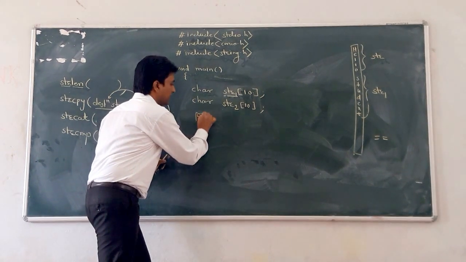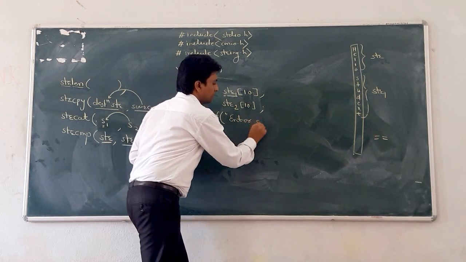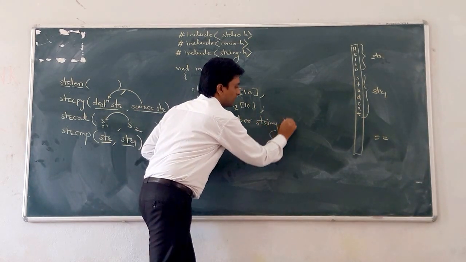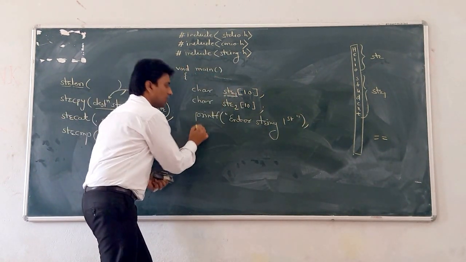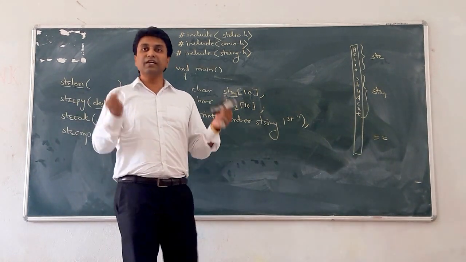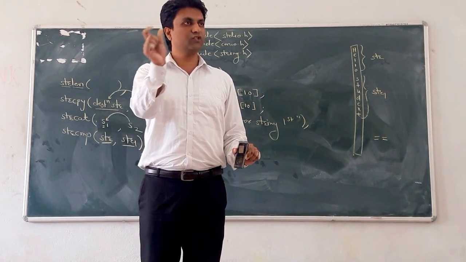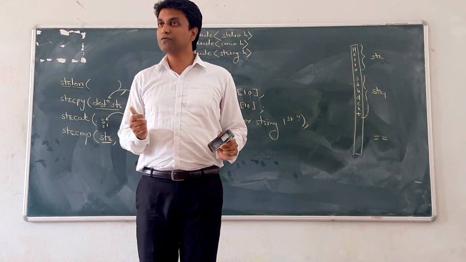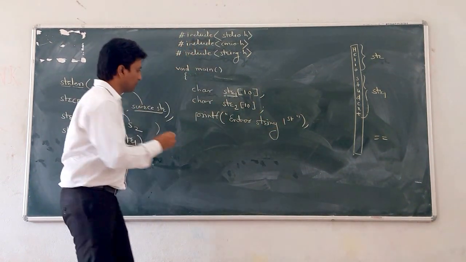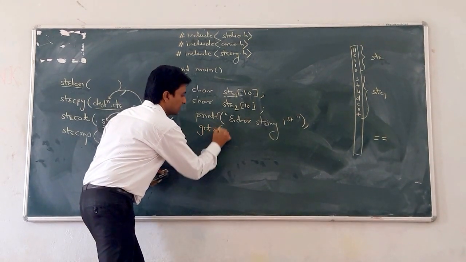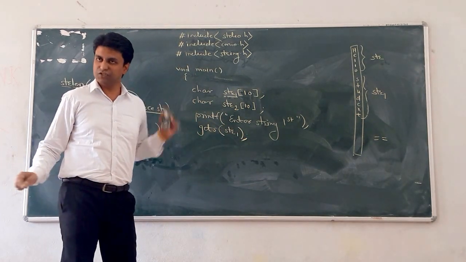Suppose, so write printf enter string first. Enter string first. Second, not use scanf. If you want to enter string with spaces, okay, suppose hello space student. So what we want? Which function? gets. Scanf is not working there. Okay, so use gets. So gets, and where we want to store it? str1. Just give the name of the string.